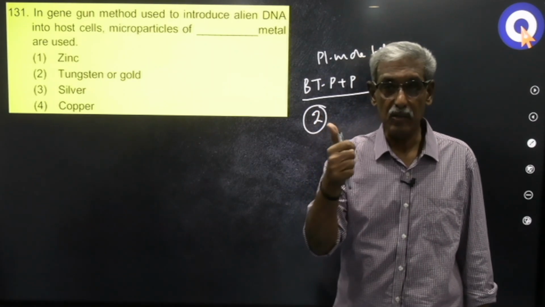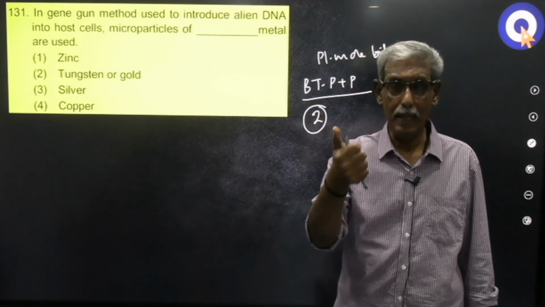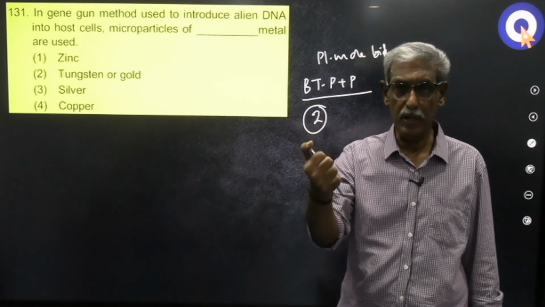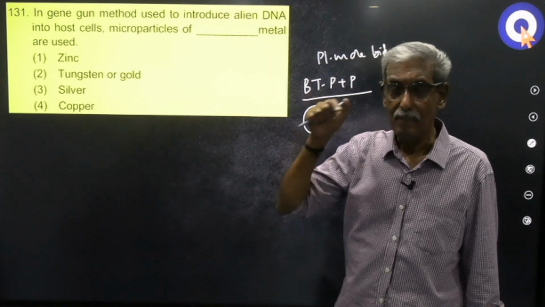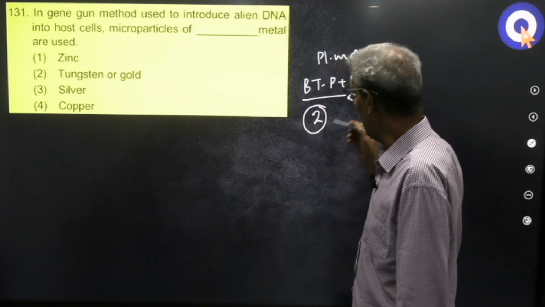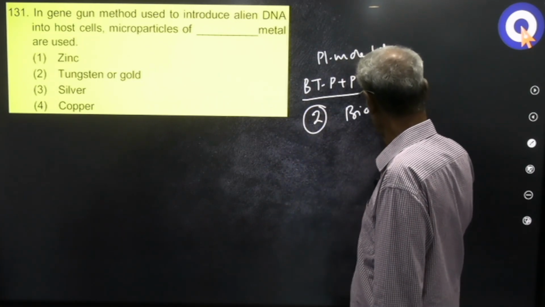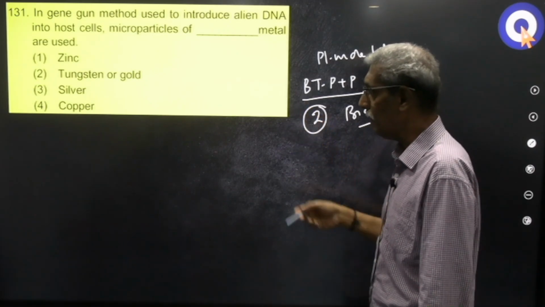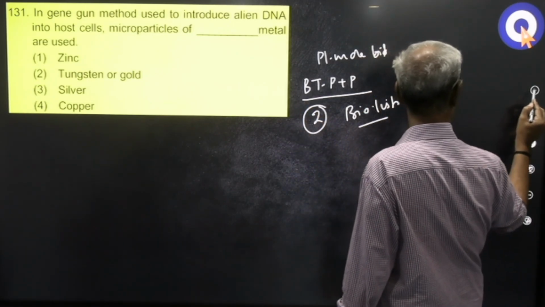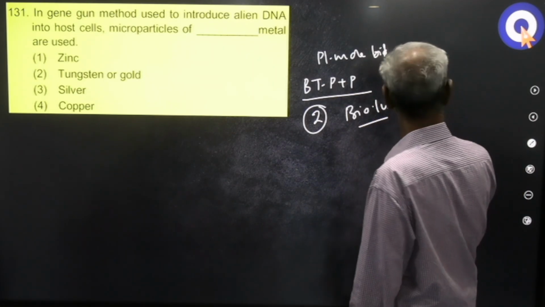So you're bombarding the host tissue primarily through a gene gun, wherein you're loading your DNA onto tungsten and gold particles, and you use them as biolistics. They are what are called biolistics. So this is a very common method of plant genetic engineering. So the option here is 2, remember.